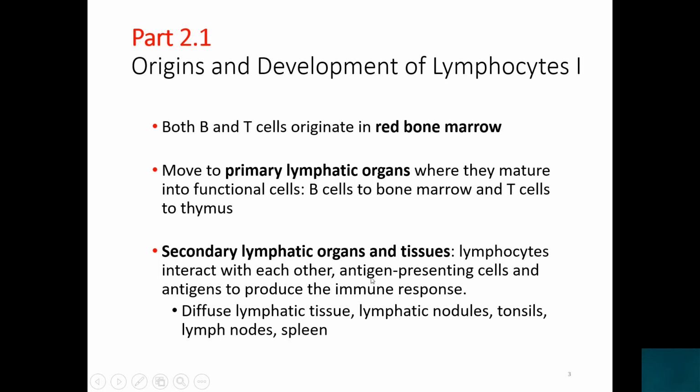They interact with each other. They are looking for antigen-presenting cells and antigens to produce the immune response to fight antigens whenever it is necessary. And secondary lymphatic organs would be diffuse lymphatic tissues, lymphatic nodules, tonsils, lymph nodes, and spleen.